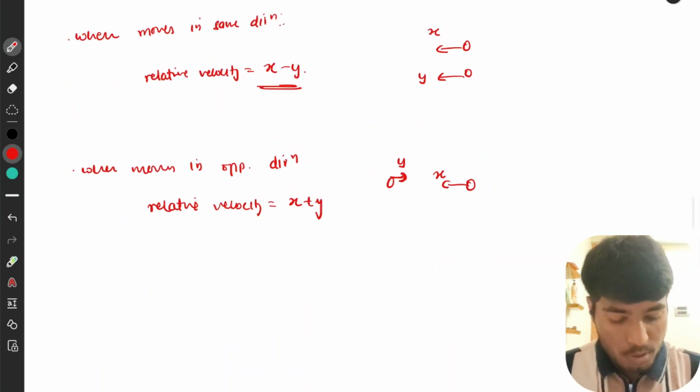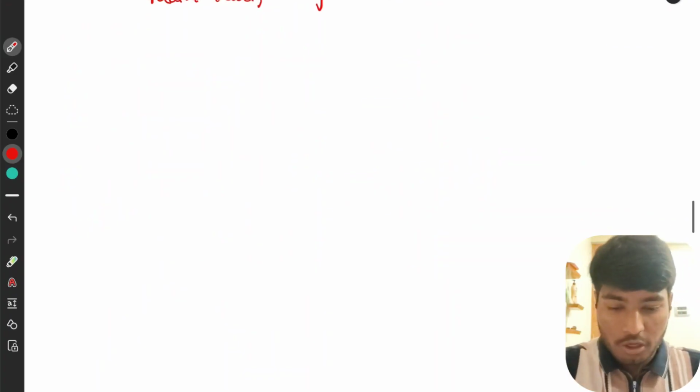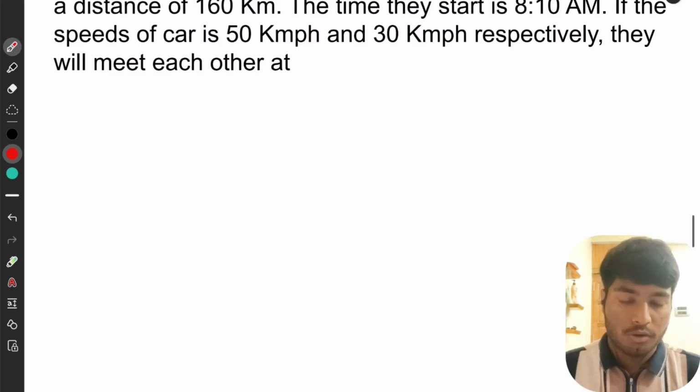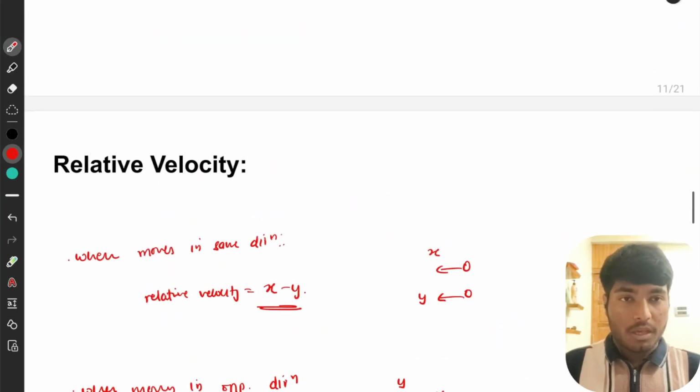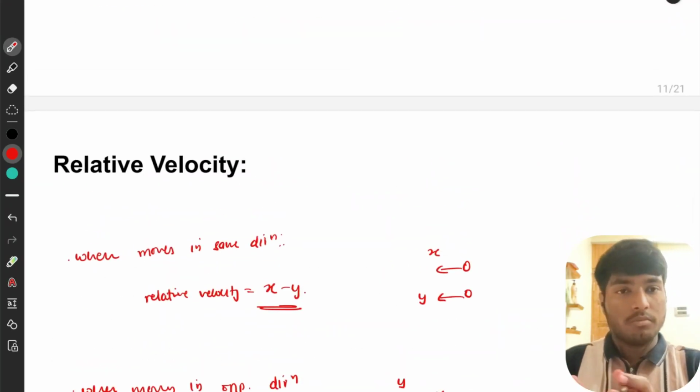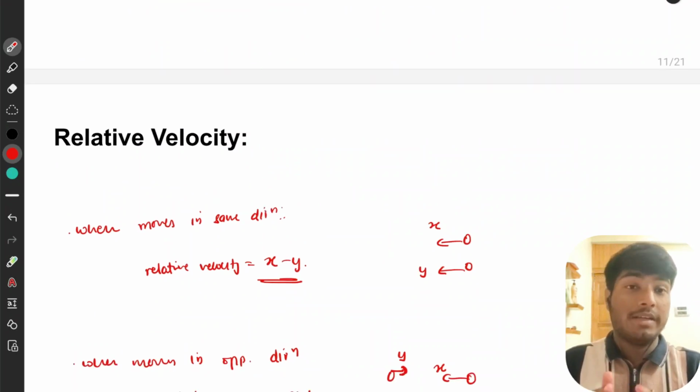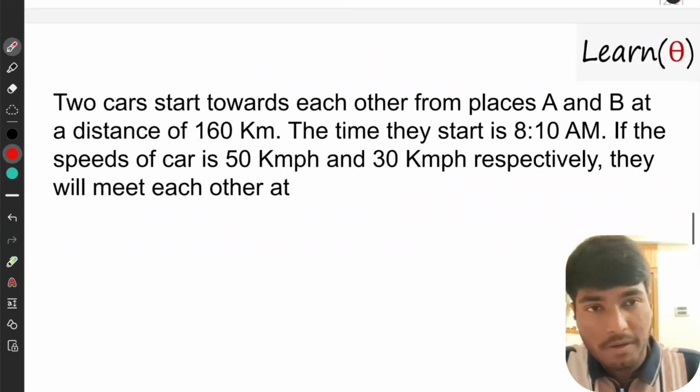Just think about this. I will not go deep into the topic of physics. Definitely this is something related to physics, so let us not go there. Remember only two things: if both are moving in the same direction, x minus y. If both of them are moving in the opposite direction, that is x plus y. Perfect. Let us solve this question. You will understand it much better.